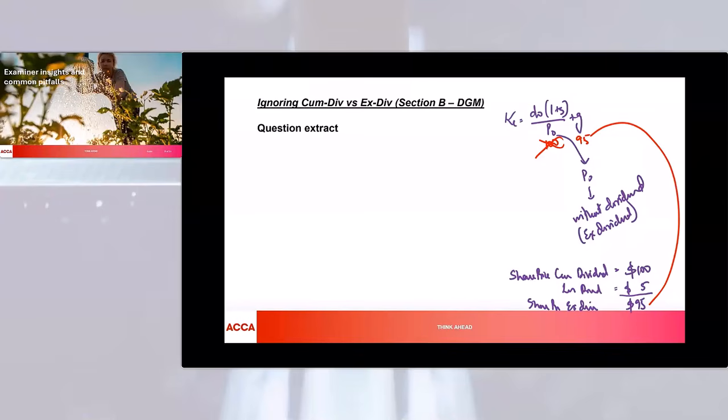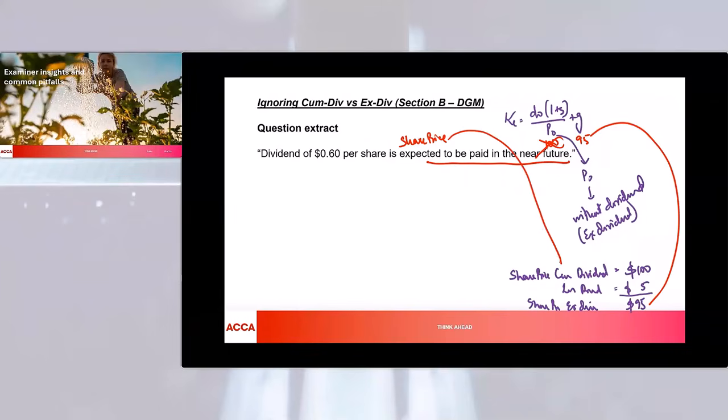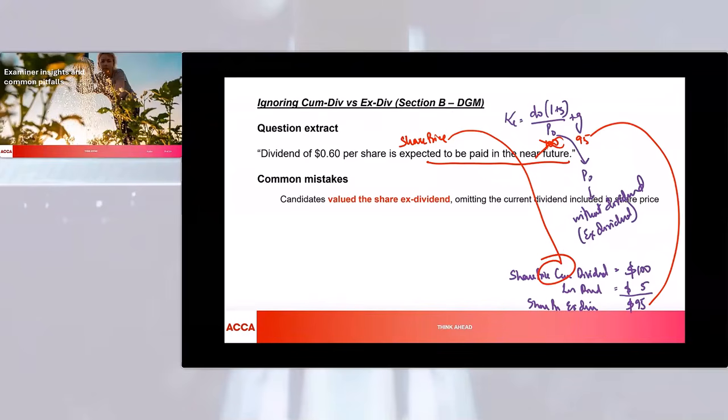So this extract from a past exam question goes like this: a dividend of $0.6, or 60 cents per share, is expected to be paid in the near future, which means the share price there is going to be cum dividend. Common mistake: candidates value the share price as ex dividend, omitting, that is, they consider the cum as ex. Omitting the current dividend included in the share price, they did not remove it.